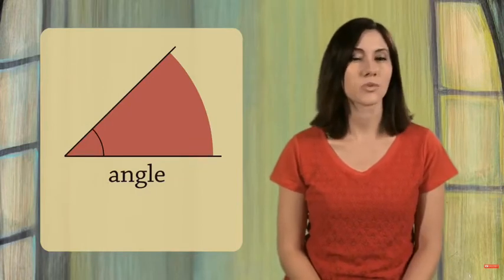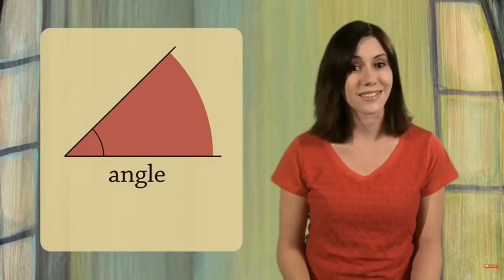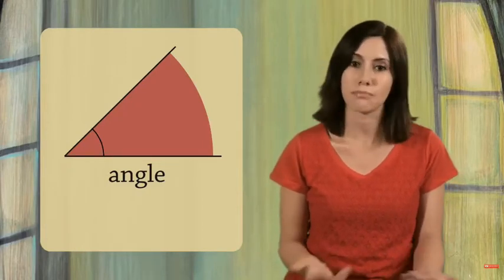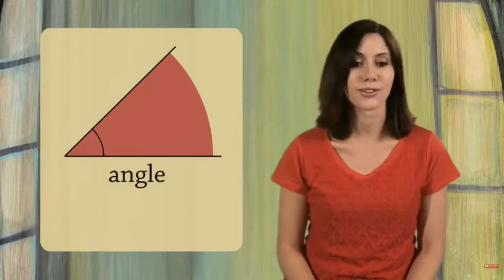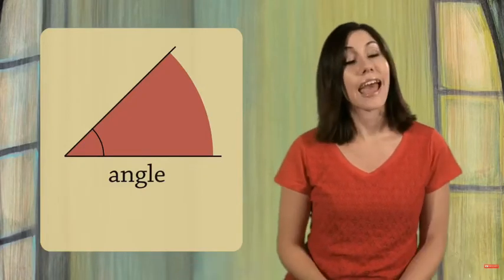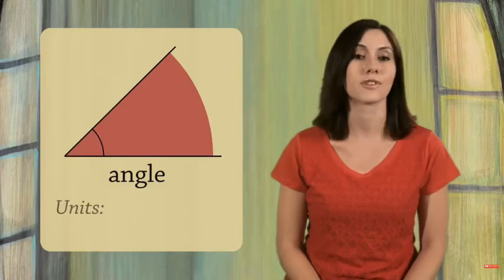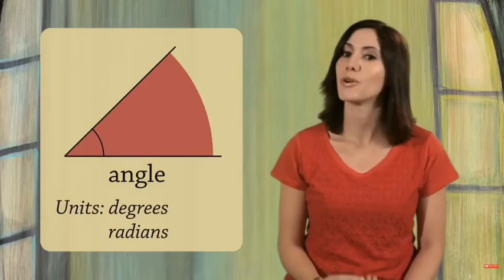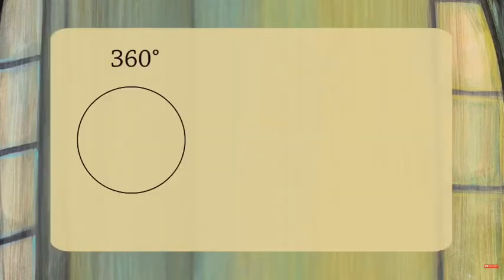Let's compare angles with distances. A distance measures the length of a line between two points. There are many different units for measuring distances. Meters, miles, light years. As with distances, there are several units for measuring angles. The most common are degrees and radians. We'll focus on degrees. There are 360 degrees in a circle. That little circle up above is the degree symbol. This means you have to rotate the line segment 360 degrees to make a complete revolution.